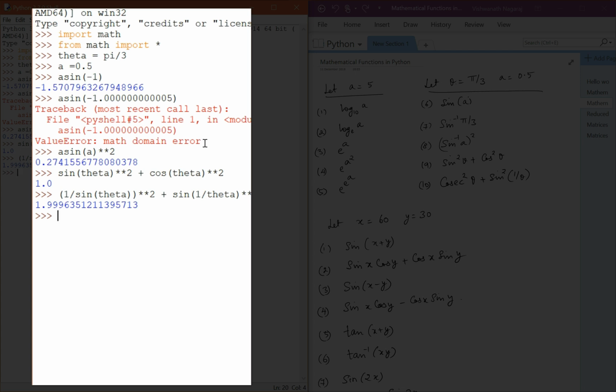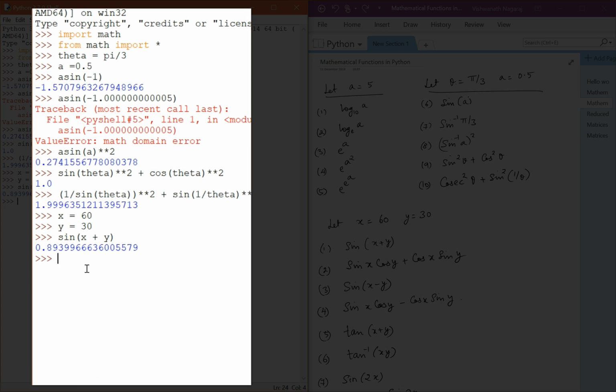Now let's say we are given x equal to 60 and y is equal to 30, and we are asked to find sine of x plus y. Sine of x plus y actually comes to sine of 90, and sine of 90 is supposed to be 1. It is giving us a very different value. That is because we are providing it in degrees. We have to provide it in radians. So basically the way to look at it is treating 60 as if it is in radians.